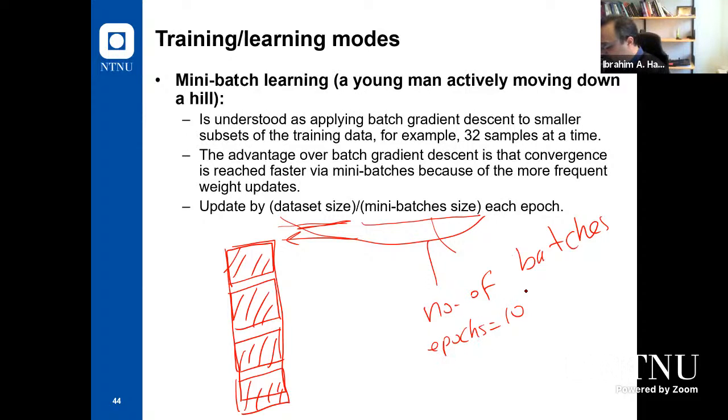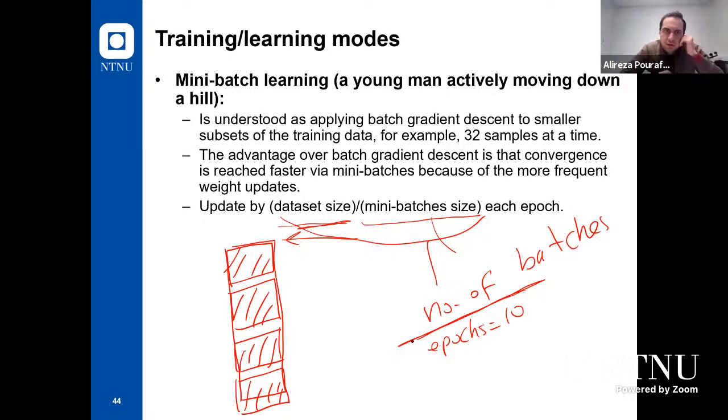So if the number of epochs is 10, how many times will we update the weights? It depends on our 10 times, because we will update one time each epoch. So in this case, it will be 10 times. Correct? Okay. I'm sorry, I'm not following this mini batch learning.